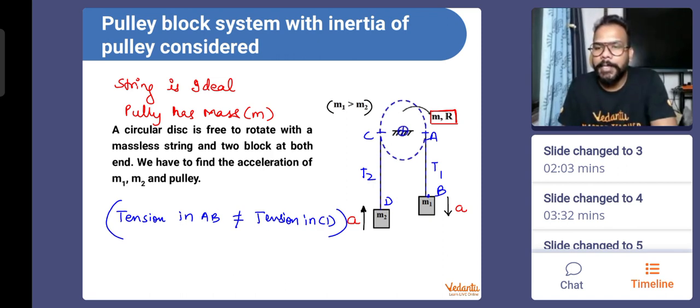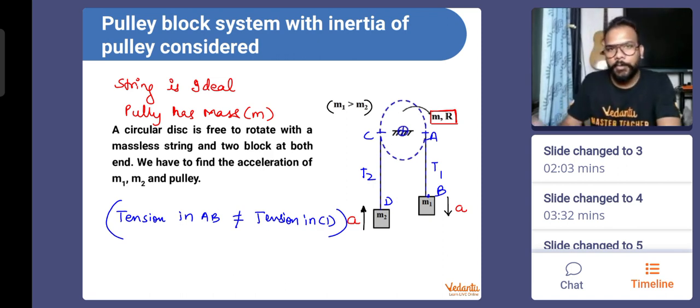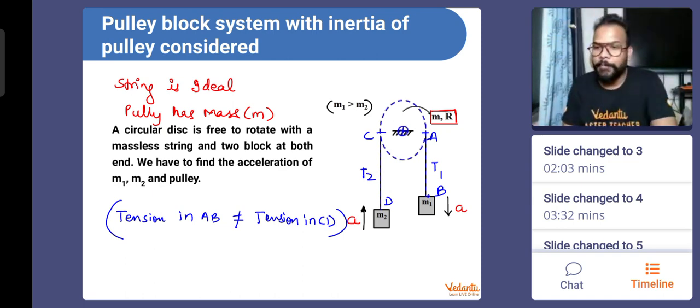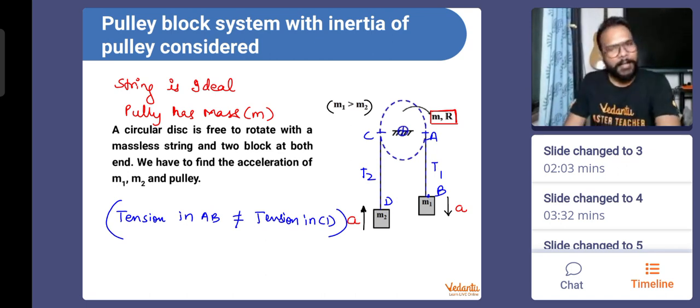Sir, if mass is same, then T is same, then we can't calculate when mass is same. He is saying if M1 becomes equal to M2, there will be no rotation, there will be no motion only, there will be equilibrium. If M1 becomes equal to M2, there will be equilibrium.